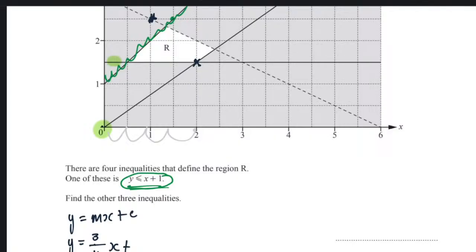You can get it. Find how many boxes it moves in the y over how many boxes it moves in the x. And you get that. Then you put it in front of x. Then you now put your c. What is c? The point where it cuts the y-axis. Here it's 0. So it will have been 0. So here you got it already. Y is 3 over 4x. There's a plus 0, which is nothing.